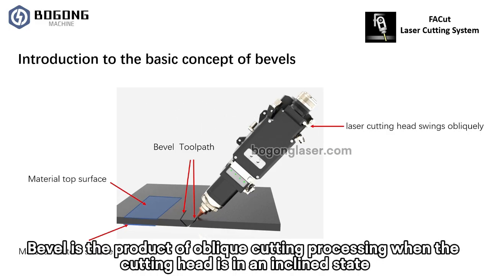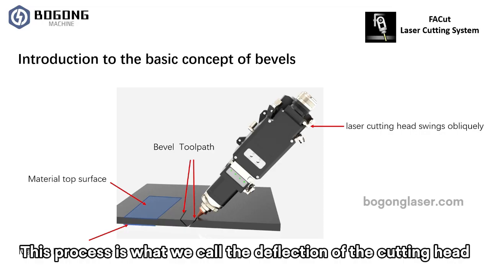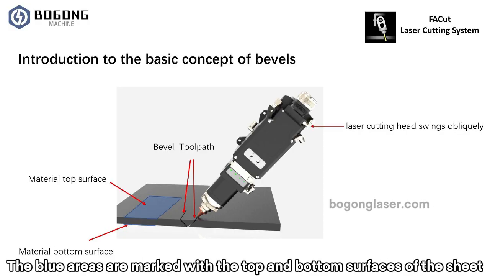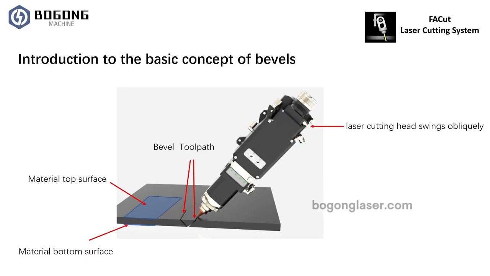Bevel is the product of oblique cutting processing when the cutting head is in an inclined state. This process is what we call the deflection of the cutting head. The trajectory cut out at an angle is called the bevel toolpath. The blue areas are marked with the top and bottom surfaces of the sheet.